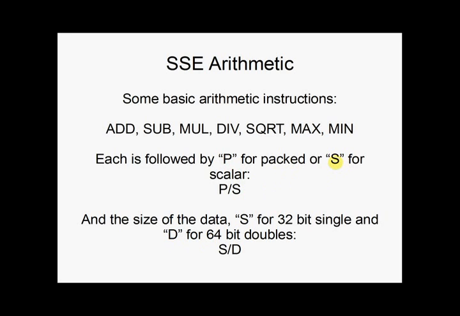And the S just here is scalar. That means don't do it SIMD style, just use the bottom-most element from the registers. So if you do, say, addition and you're using scalar, then the top elements of the registers are unaffected and only the bottom elements are actually added together. I want to mention also that the single floating point instructions are from SSE 1, and all of the double ones, or the 64-bit doubles instructions, are from SSE 2.